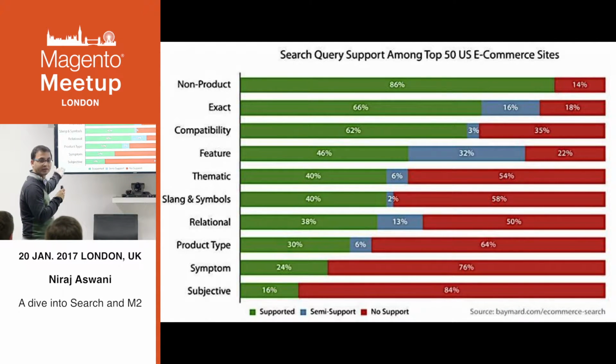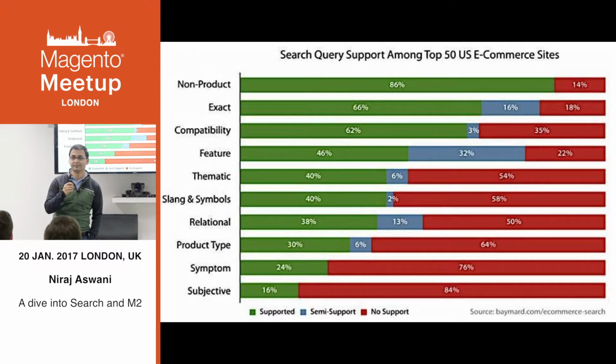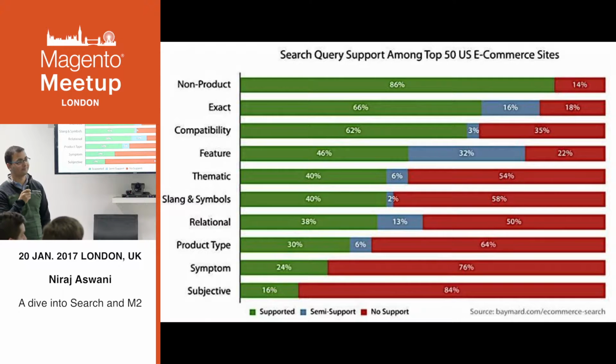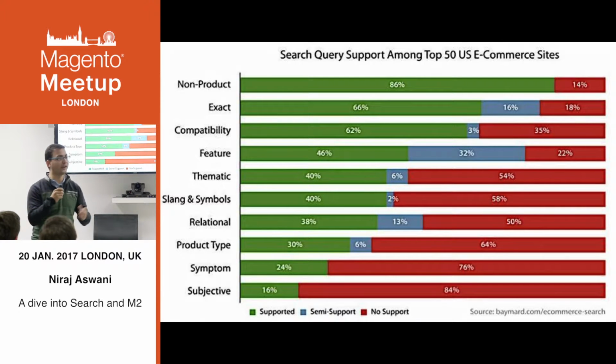Now let's start from the bottom. We already looked at the subjective query, like high quality. What do you think about symptom query? Any guess? How do I cure a problem? Perfect. And how does it work in offline shopping?